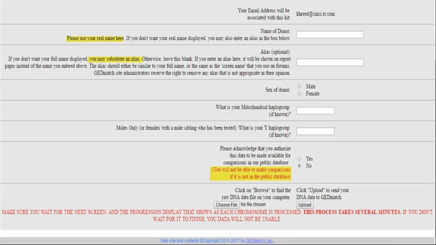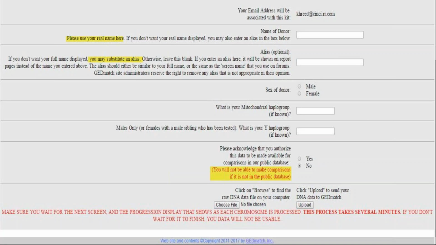When you register, they want you to put the exact name of the donor here. And if you notice, I've highlighted, it says, please use your real name. It won't be displayed, so you don't have to worry about the privacy issues connected with displaying your real name in connection with the DNA. On the second line, it allows you to substitute an alias. Often people might put initials or a term that is meaningful to them here, and that's what will be connected to your DNA. You also have a chance to update that information if you like.